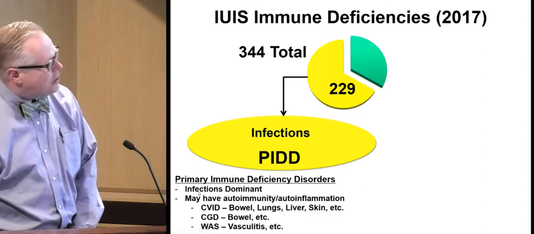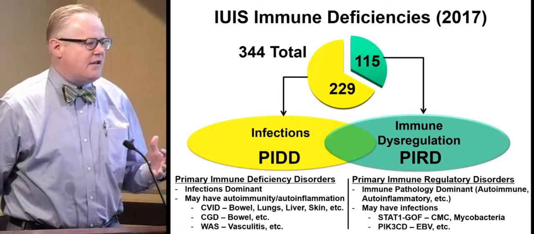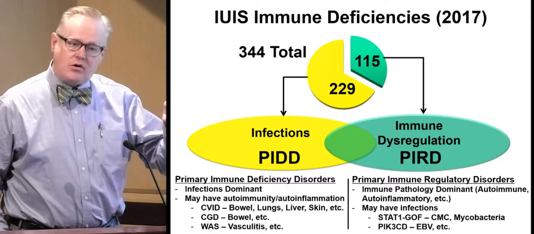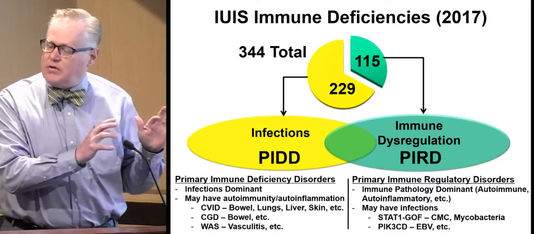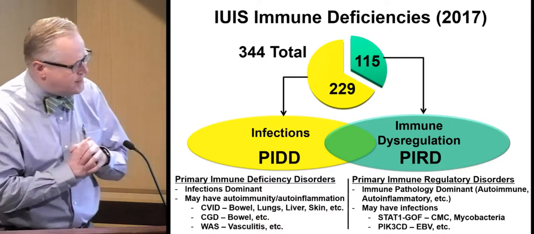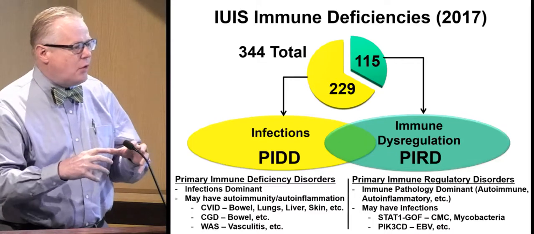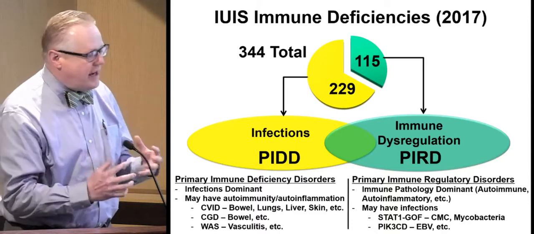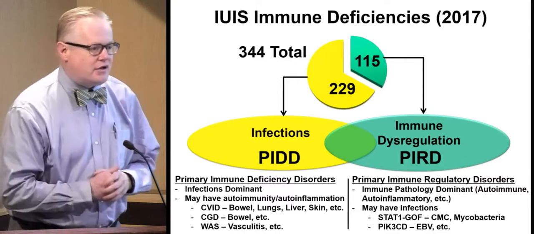But what's really emerged over the last decade to decade and a half is the fact that there are a number of disorders that are genetic disorders, defects in the immune system, but defects more in the regulatory parts of the immune system, the parts that regulate the effector parts. And those patients present not so much with infections. Their primary presentation is with autoimmunity or autoinflammation. Now, they may get infections, but it's really the autoimmunity or immune-mediated pathology that is the dominant feature of these diseases.